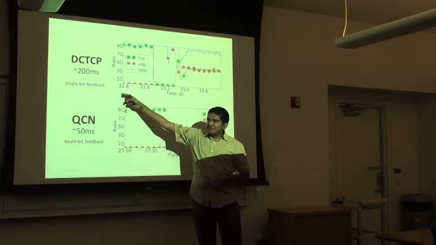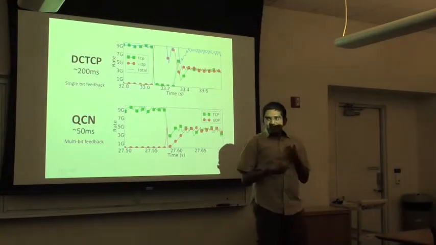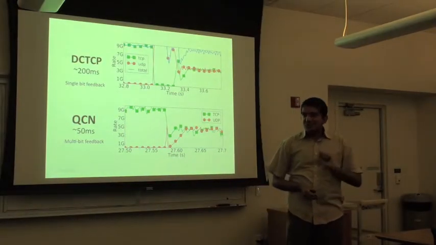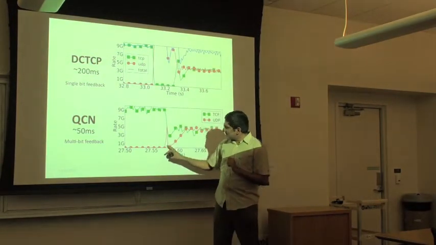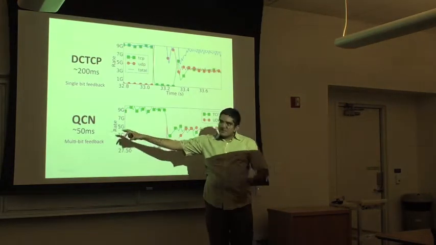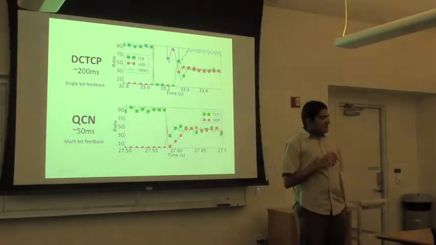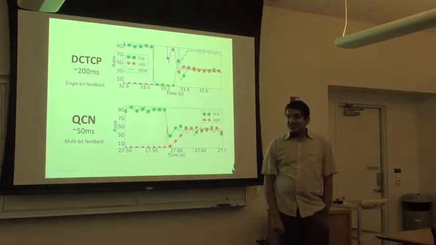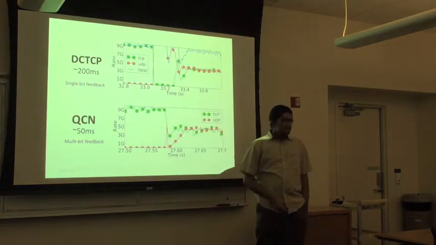You could go beyond single bit feedback and try another control algorithm that uses multi-bit feedback, which says, okay, slow down by a factor of 2 or slow down by a factor of 4. Okay. That also works, but your convergence time is going to be slightly longer. So we found that at about 50 milliseconds, you get your guaranteed bandwidth. The advantage of RCP is that it tells you, boom, just send this way. And it converges within a couple of milliseconds.